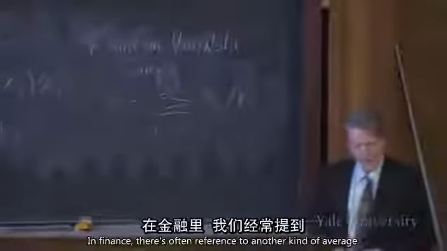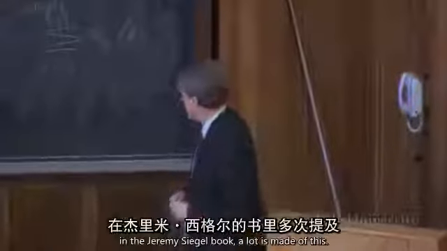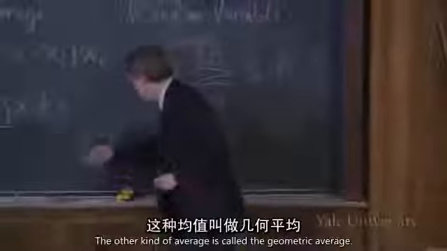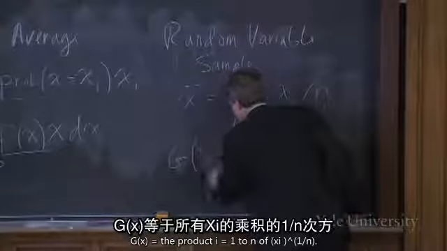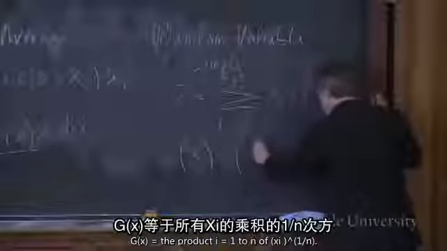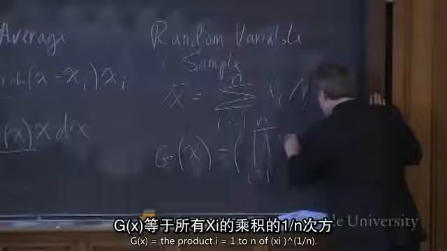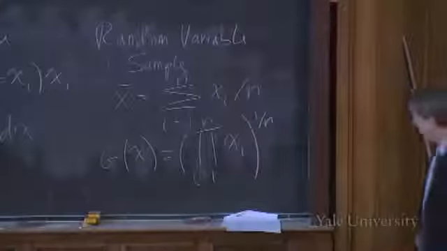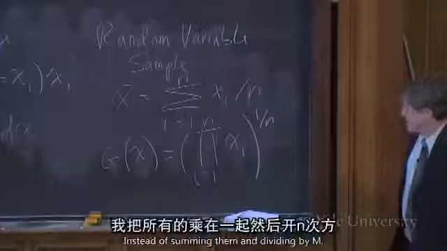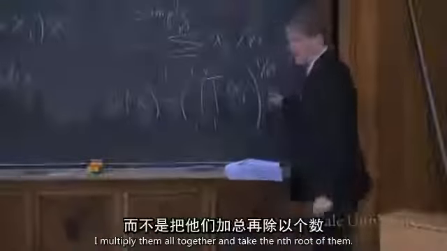Now, in finance, there's often reference to another kind of average, which I want to refer you to, and which in the Jeremy Siegel book, a lot is made of. The other kind of average is called a geometric average. I'll only show the sample version of it. G of x equals the product, i equals 1 to n, of x sub i, all to the 1 over n power. Can you see that back there? It's different. Instead of summing them and dividing by n, I multiply them all together and take the nth root of them.